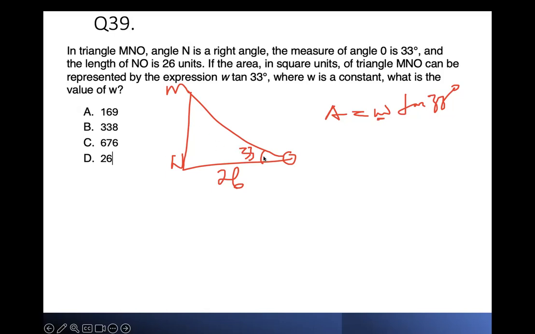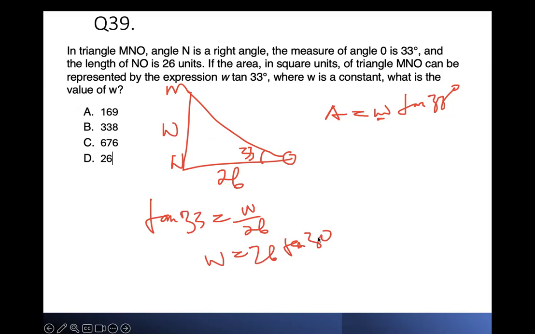Tan is opposite over adjacent. Therefore, I'll put W here. And therefore, my usual tan 33 is equal to what? W over 26. And therefore, W is what? 26 tan 33.